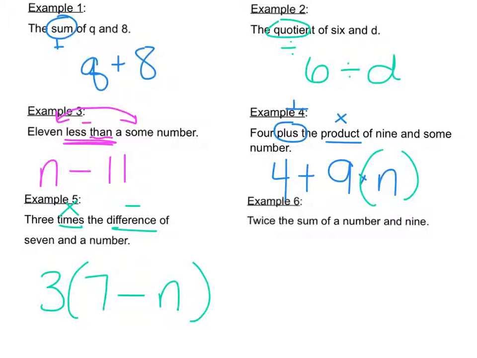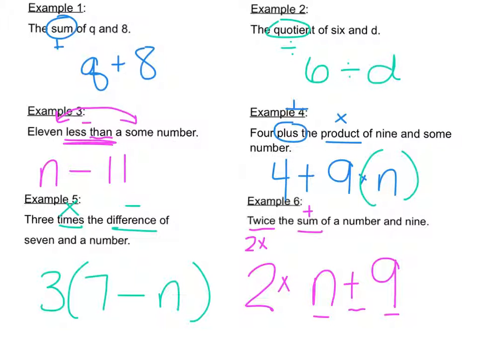And last but not least, we have twice. Twice is 2 times the sum of a number and 9. So we're going to have 2 times the sum of a number and 9. So we have our number, we have our 9, and we have the sum of them. And so that is correct. I would suggest putting the n plus 9 in parentheses just to make it look better, but the first way would be fine.